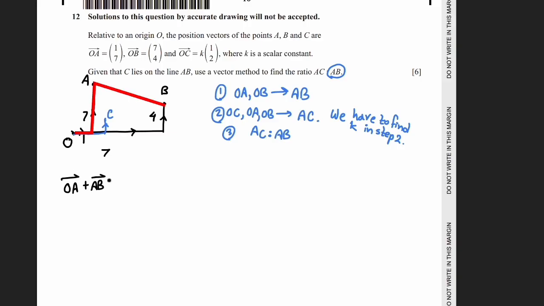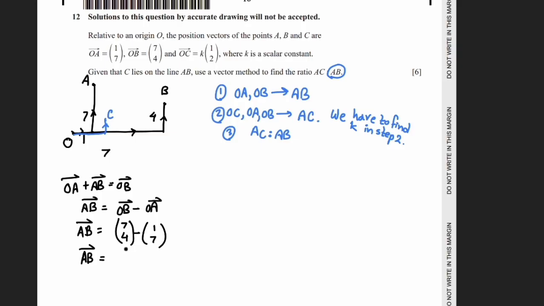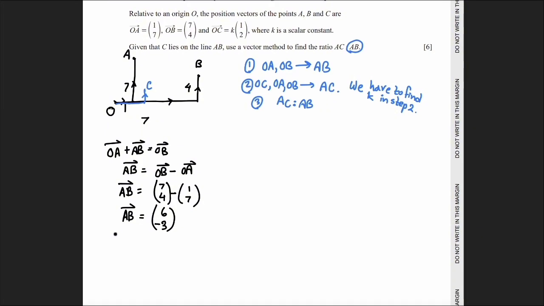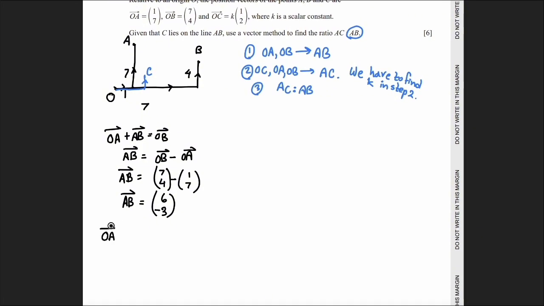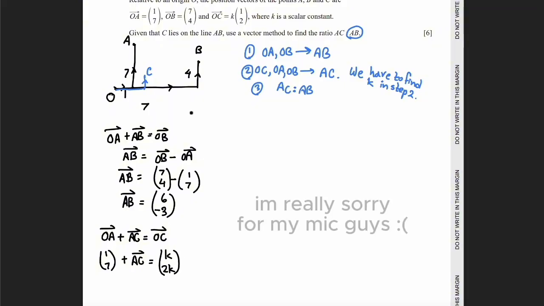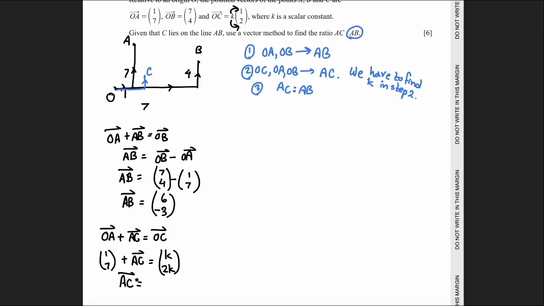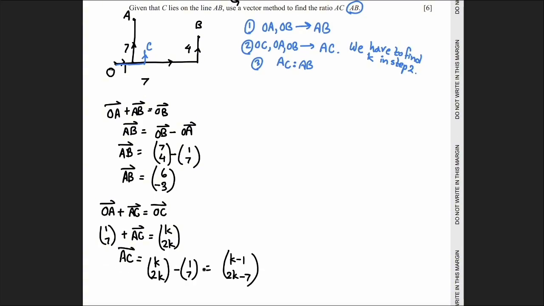OA plus AB is equal to OB. So AB is equal to OB minus OA. So AB is just 7 minus 1, 6, 4 minus 7 is minus 3. So AB is that, and we want to find AC. So let's substitute the values. We want to find AC, and OC is just k and 2k. We just multiply k with both of these, so this is our AC.